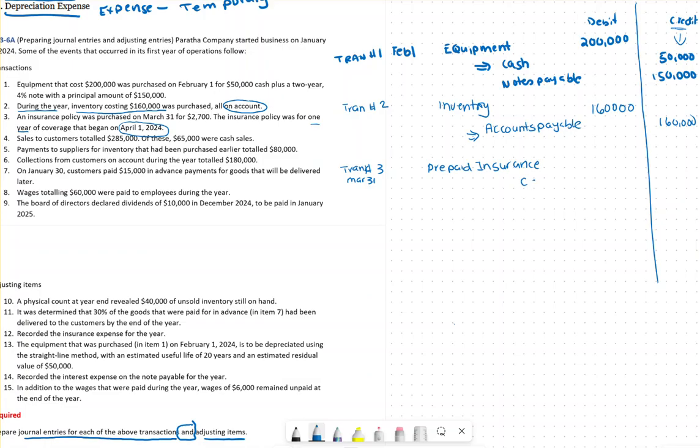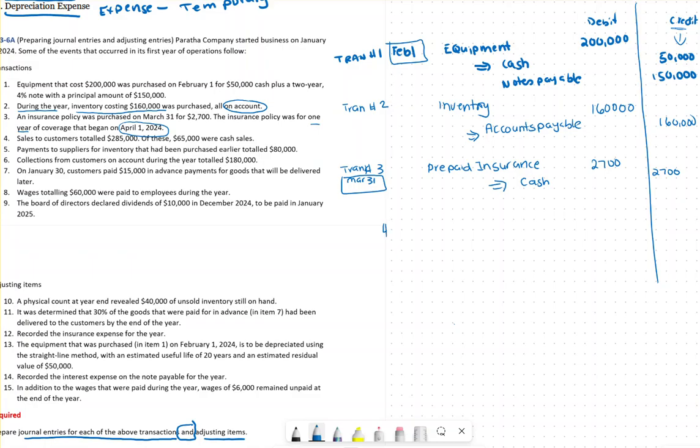We paid for it, and if they don't tell you anything about credit, then we take it as cash, and that is 2,700. We need to pay attention to the dates. So these are the dates. That's what will help us do the adjusting entry.